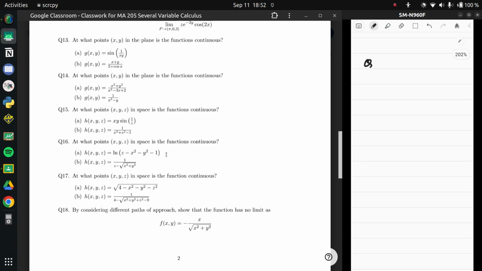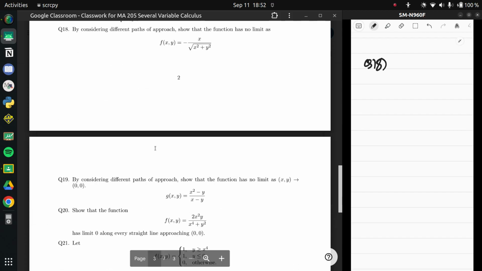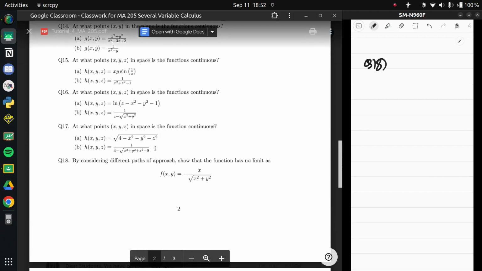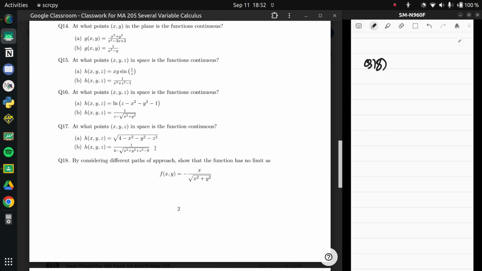Question 18. By considering different paths of approach, show that this function has no limit: minus x upon square root of x plus y square. So it shouldn't be too hard actually.